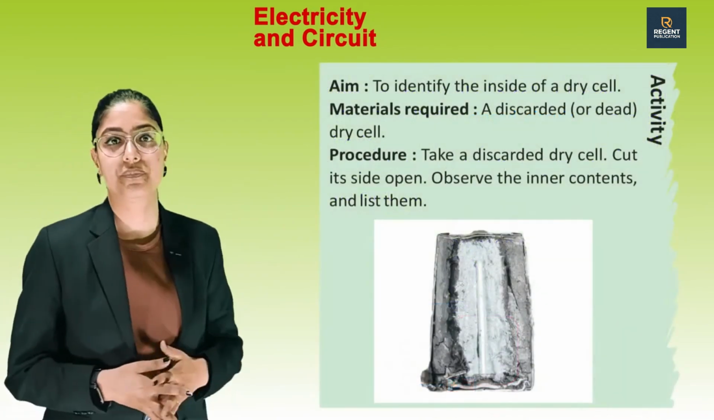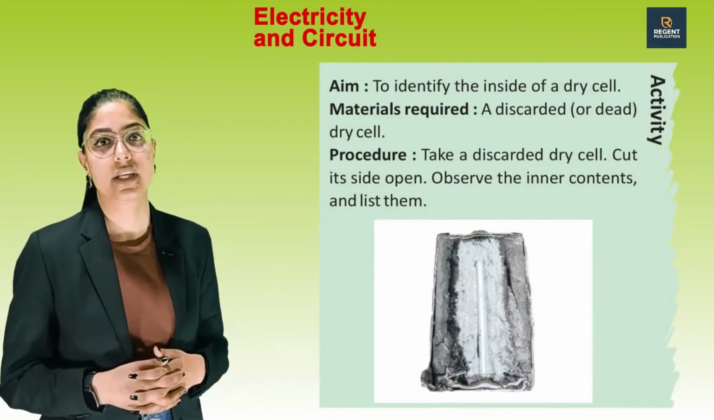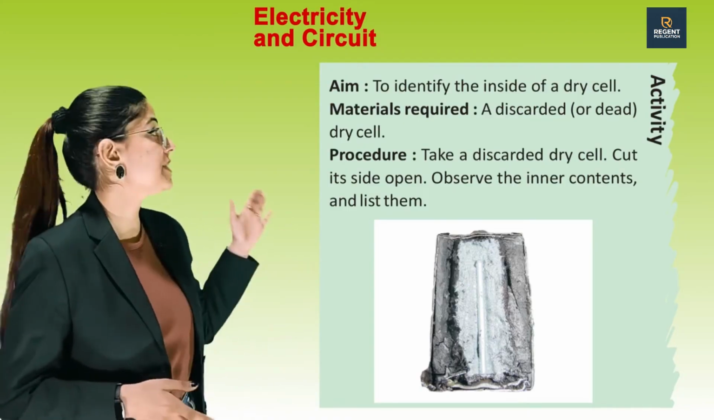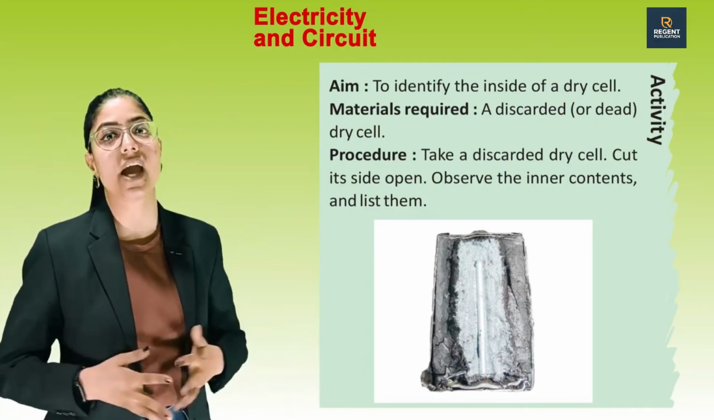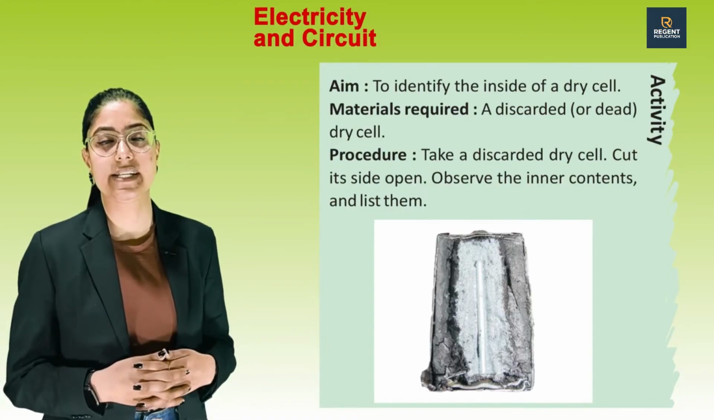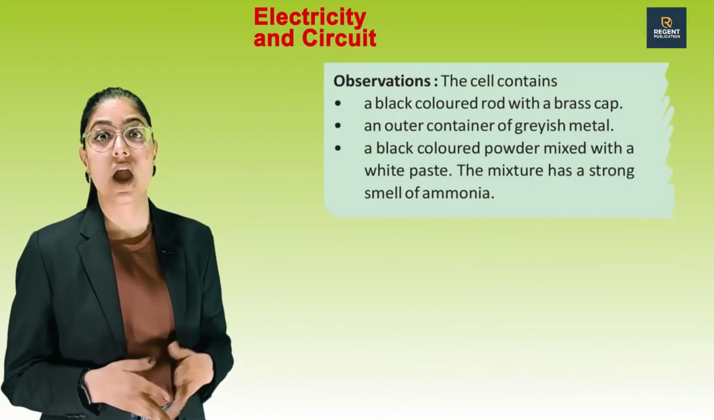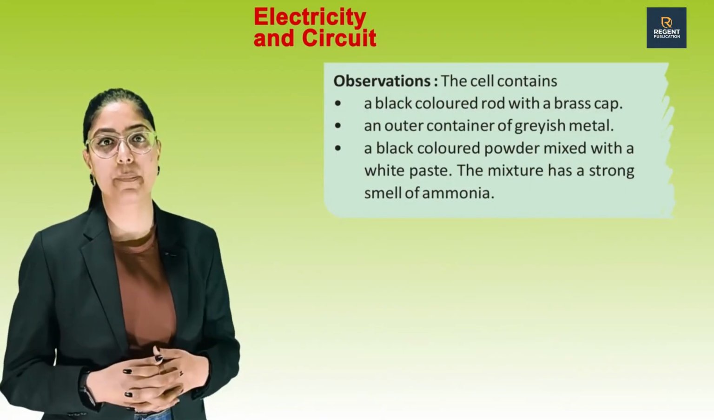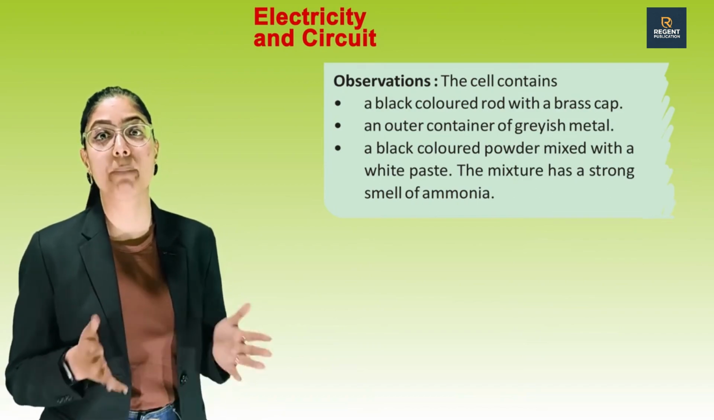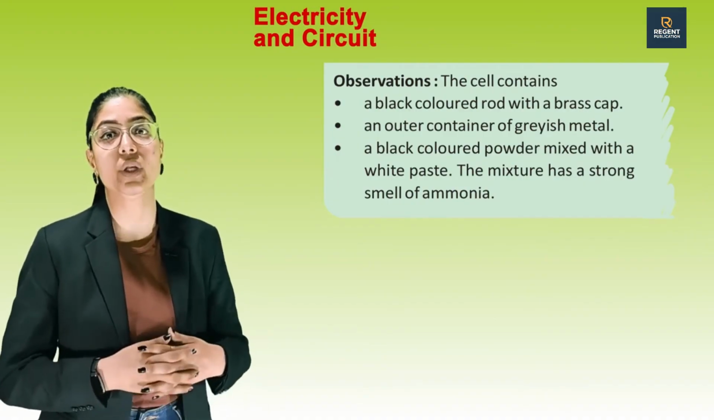Let's see an activity. Aim of the activity: to identify the inside of a dry cell. Material required: a discarded or dead dry cell. Procedure: take a discarded dry cell, cut its side open, observe the inner contents and list them. Observation: the cell contains a black colored rod with a brass cap, an outer container of greyish metal, and a black colored powder mixed with a white paste. The mixture has a strong smell of ammonia.